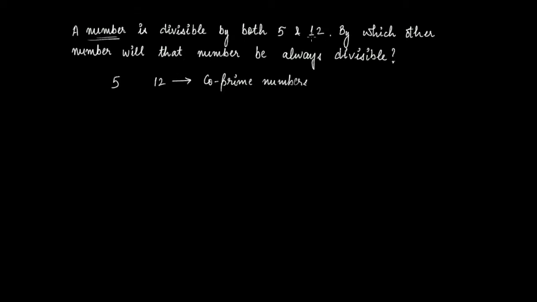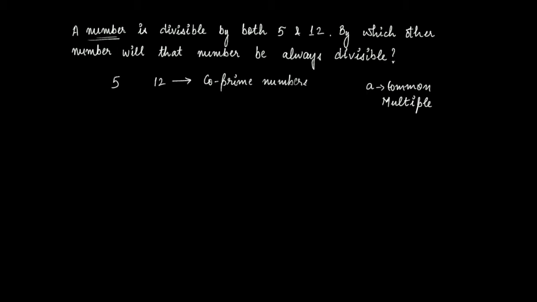5 and 12 are two co-prime numbers. It's asking that a number is divisible by both 5 and 12. So suppose there is a number a that is a common multiple of these two co-prime numbers, and it's asking by which other number that number will always be divisible. So it's basically asking what other common multiple is possible that can divide any other number.